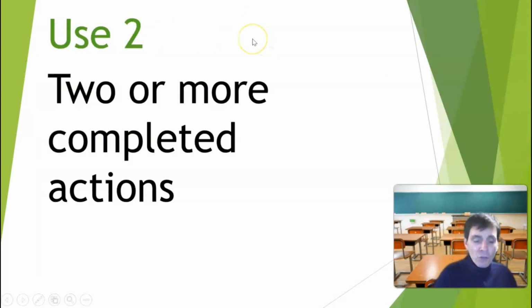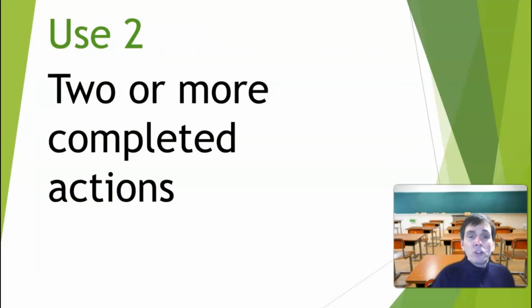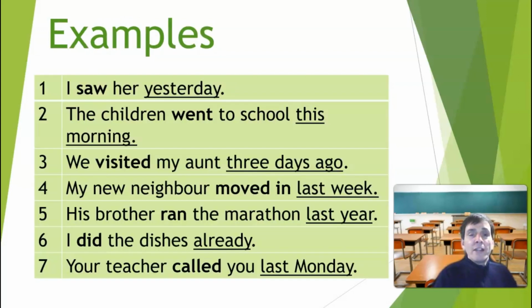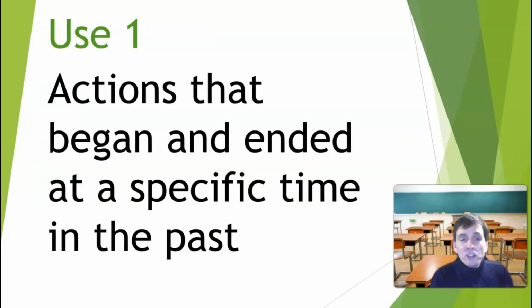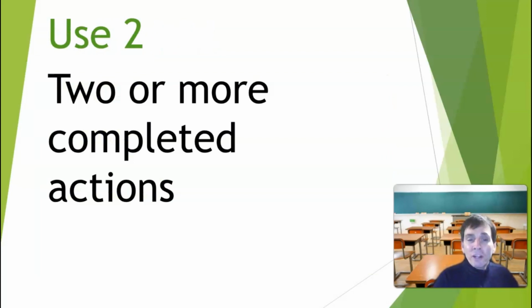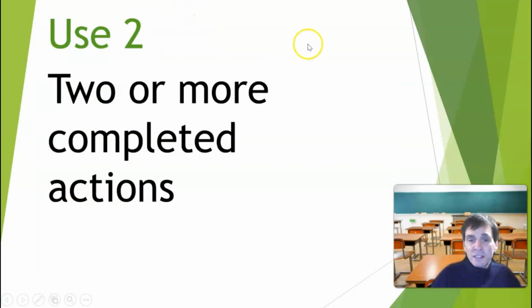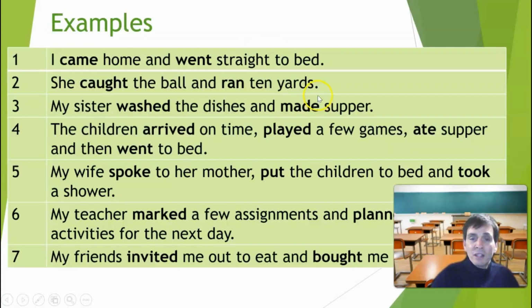So we've talked so far about actions that began and ended at a specific time in the past. Now let's talk about two or more completed actions. The earlier sentences have only one action, right? These sentences have two or more completed actions. So let's take a look at these ones.